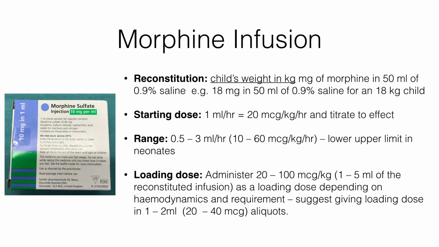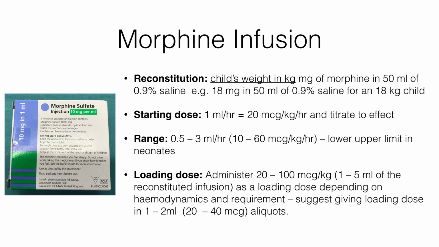And the normal range for a morphine infusion is somewhere between about 10 and 60 micrograms per kilogram per hour, or 0.5 to 3 mils if you've made the infusion up the way I'm telling you. And in general, we'd use a lower dose in neonates, maybe up to about 20 or 30 micrograms per kilogram per hour at most, with the higher doses of up to 60 being for older children.